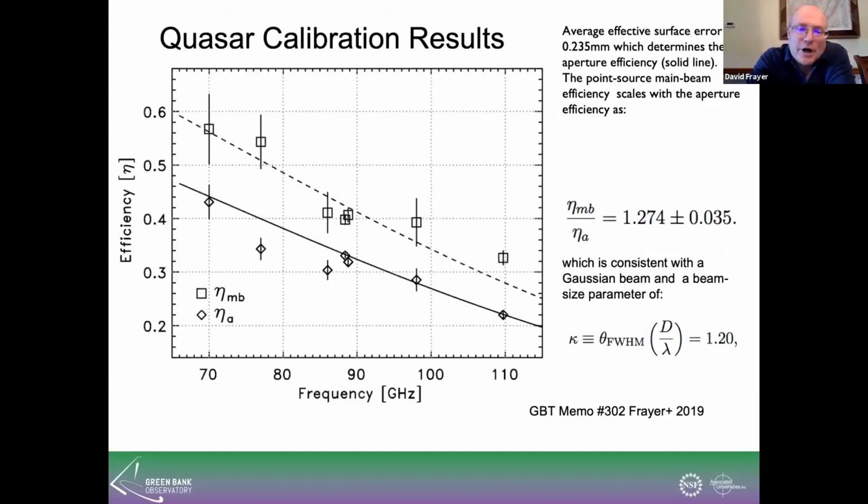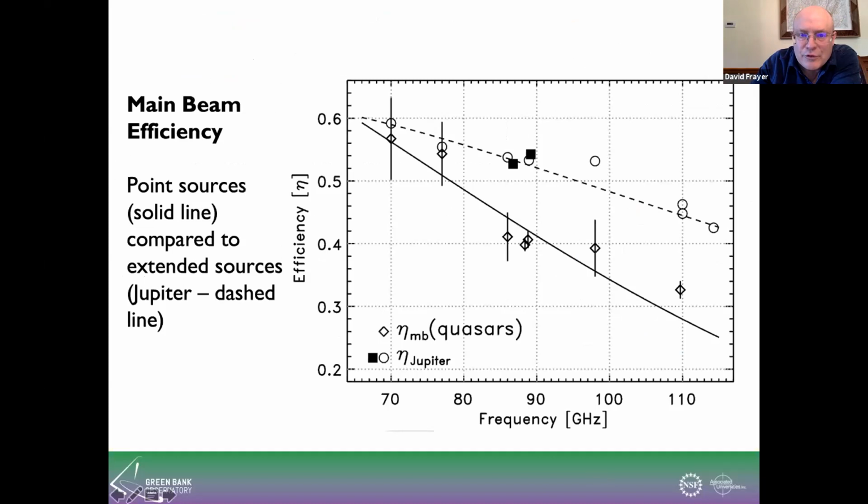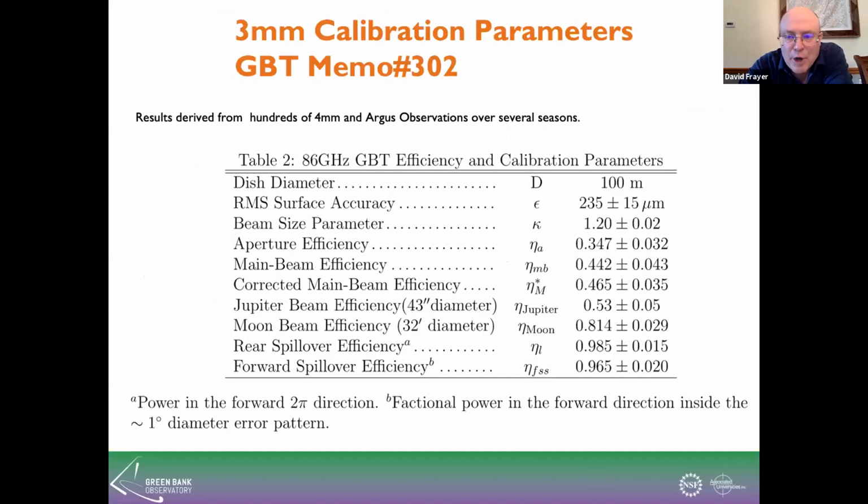There are calibration results, and anyway, the telescope is performing as one would expect theoretically, and we've been measuring and confirming that. These are all in a calibration memo that was published last year as a GBT memo, so we won't go through all these details. It's all within that memo, but it does show that the aperture efficiency at 86 gigahertz is about 35%. That's looking at a point source, basically. That means 35% of the signal is effectively being received.